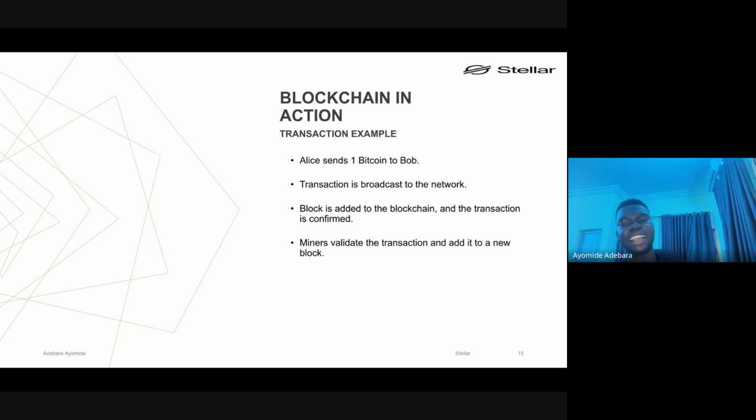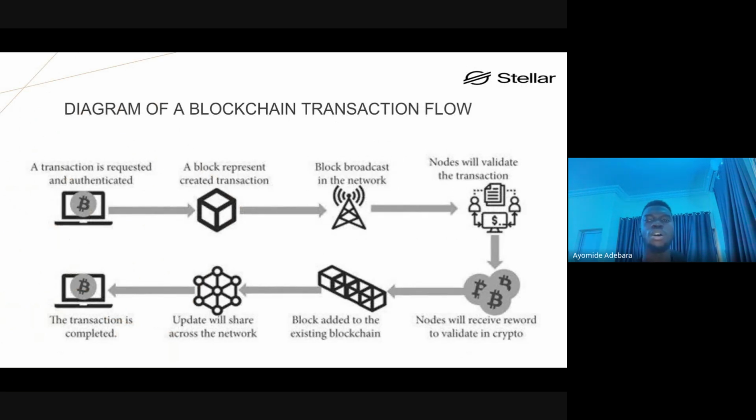The transaction is broadcasted to the network. Then the block is added to the blockchain, and then the transaction is confirmed. Miners validate the transaction and add it to a new block. So that is an example of how the first blockchain we made mention about, Bitcoin, literally works. A transaction is made, sent and broadcasted to the chain, and then the miners add the transaction to the block, and then the block is added to the blockchain.